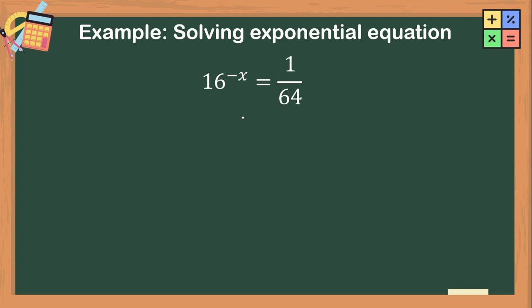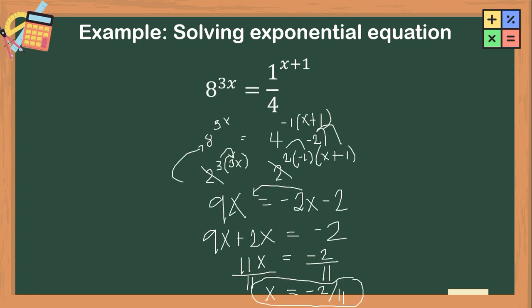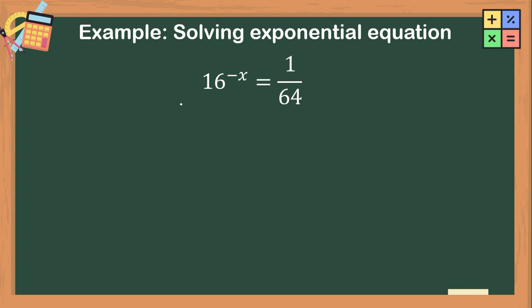What is 16 raised to 2? Is it 64? No. So, ibig sabihin, gayahin natin yung ginawa natin doon sa 8 and 1 fourth. So, first, copy muna natin yung 16 raised to negative x, then express 1 all over 64 into negative exponent form. So, what is 1 all over 64? 64 raised to negative 1.